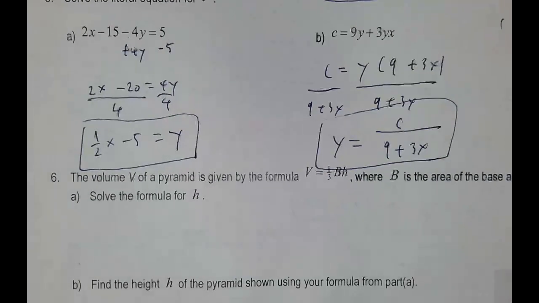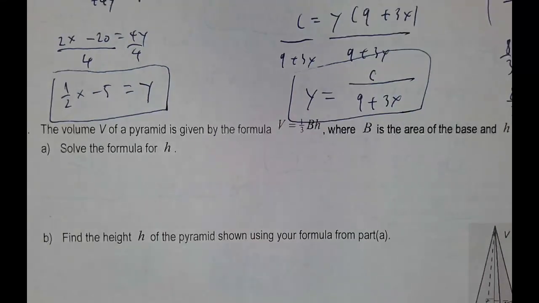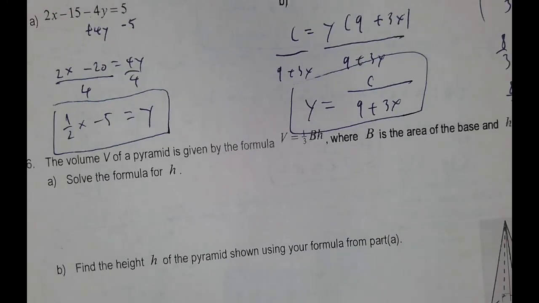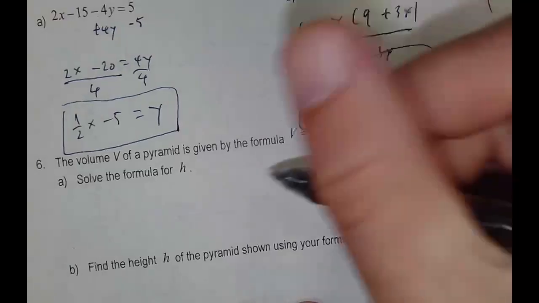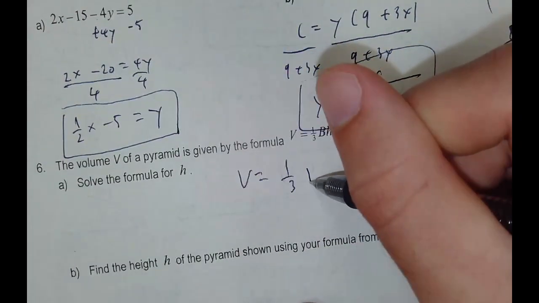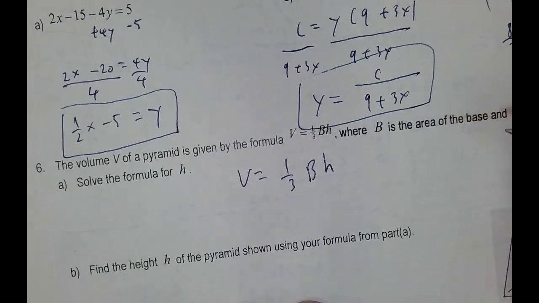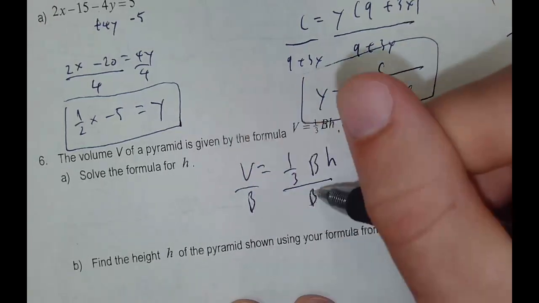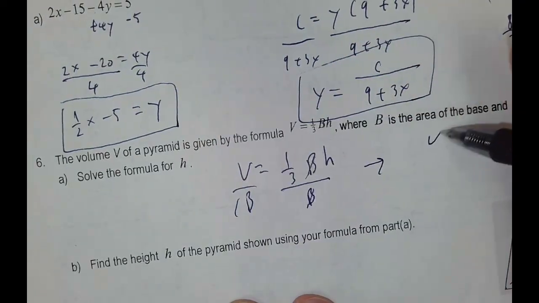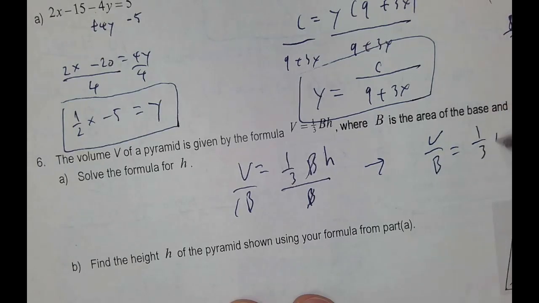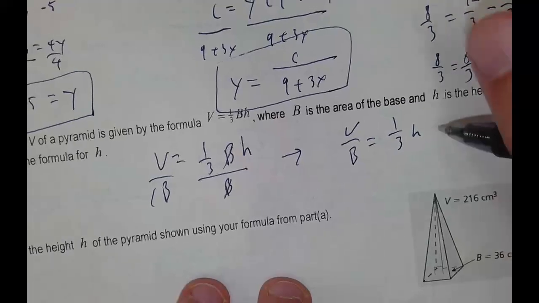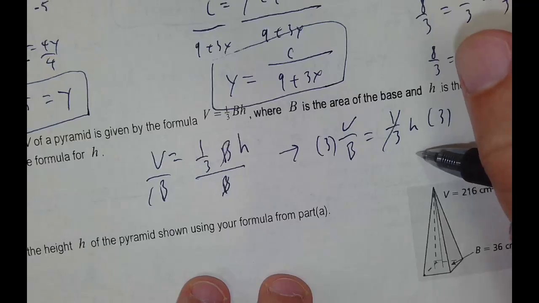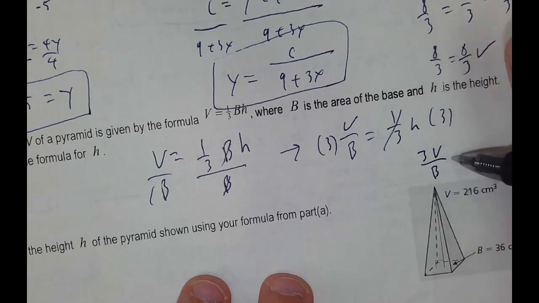Okay. Last one. The volume of a pyramid is given by this formula, V equals 1/3 Bh, where B is the base and h is the height. Solve the formula for h. So that just means get h alone. So we have V equals 1/3 Bh. I can get h alone by dividing both sides by B, right? That'll cancel that, so we'll have V over B equals 1/3 h. And then to get rid of that 1/3, I can multiply both sides by 3. 3 on the left, 3 on the right. That'll cancel. So the answer is 3V over B equals h.